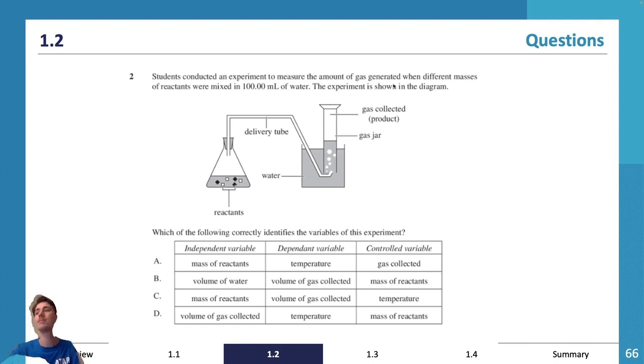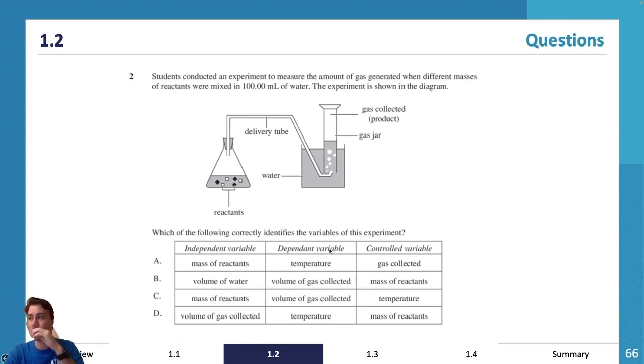Hopefully you're back. So, which of the following correctly identifies the variables of the experiment? It says here that we want to conduct an experiment to measure the amount of gas generated from different masses. Different masses, we are changing that. So mass of reactant is your independent variable. So you can rule out B and you can rule out D. You're left with A or C.